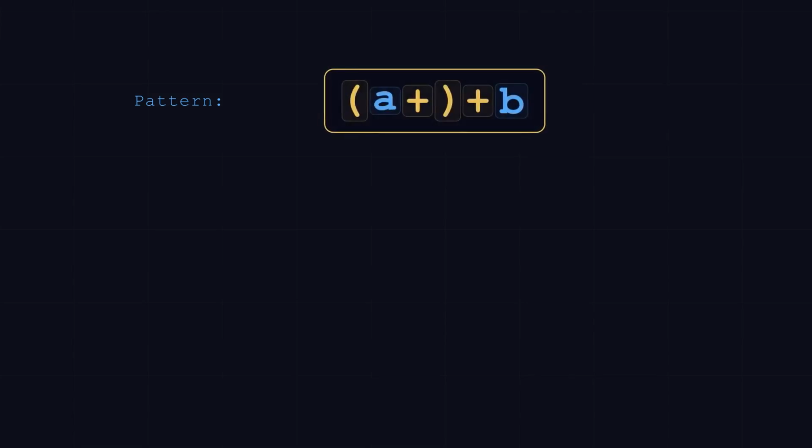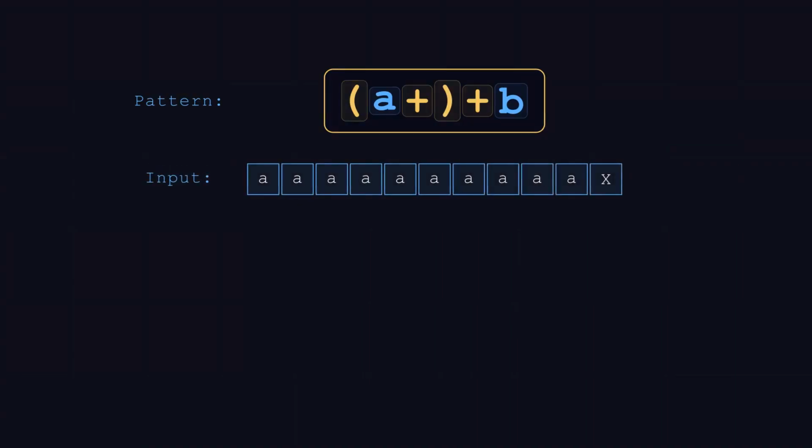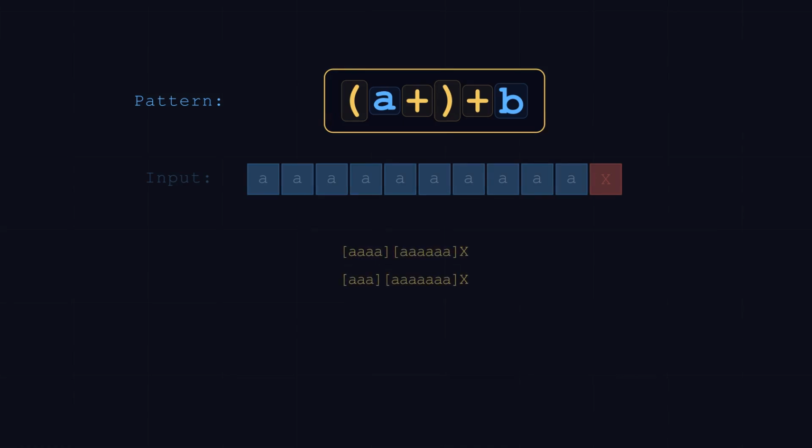Take the pattern open paren, A plus, close paren, plus, followed by the letter B. Feed it a string like a bunch of A's, followed by X. The engine tries to match. It reaches the X, which can't match B, so it backtracks. But every possible way to divide those A's into groups has to be explored. 10 A's? About 1,000 paths.